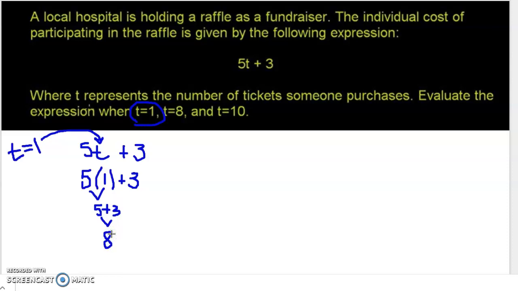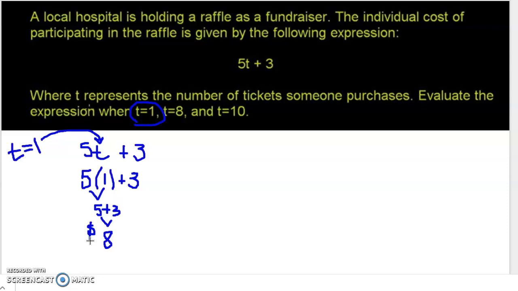So it says the individual cost of participating in the raffle. Because this is a cost, this is $8. So if I buy a ticket, the participation fee is going to be $8. That's how much it's going to cost for that fundraiser.